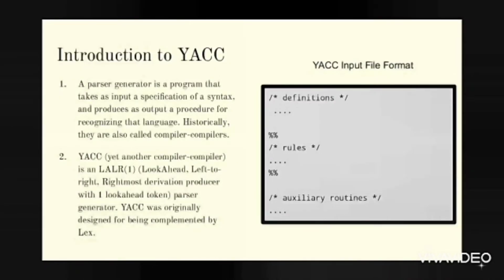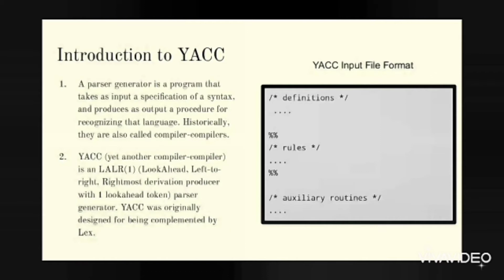Most of us would not be aware of what Yacc is. Yacc is a compiler. A compiler is a program that takes as input a specification of a syntax and gives as output a procedure for recognizing that language. This is also called a parser generator. Yacc is a LALR1 parser generator. LALR1 means look ahead, left to right, rightmost derivation producer with one look ahead token. Yacc was originally designed so that it can complement Lex.